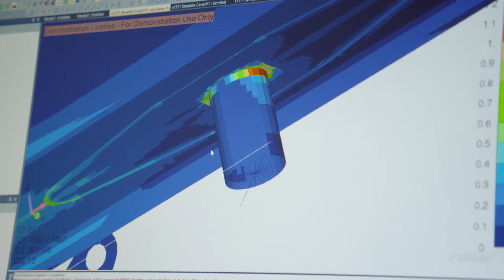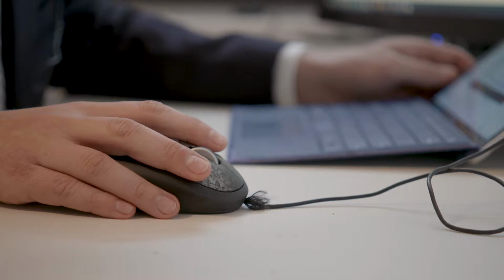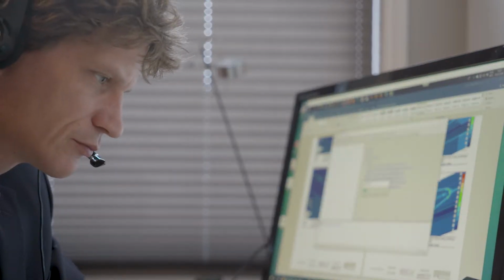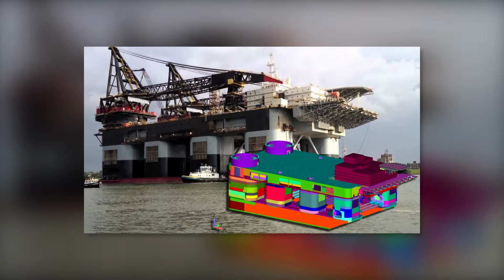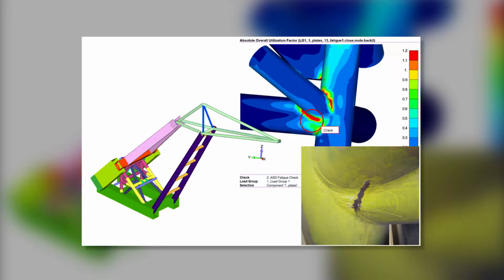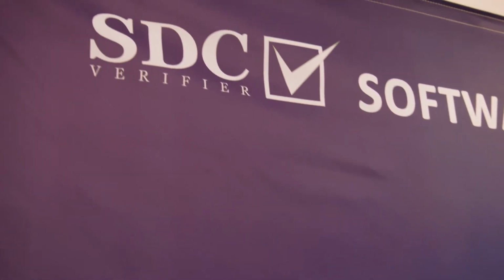A lot of long-lasting equipment is used to keep the economy running. During the design phase of this equipment, all the operational and environmental conditions need to be taken into account. For all these situations, the whole construction and all components should be strong enough. Wouter van den Bos of SDC Verifier tells us how this is calculated.